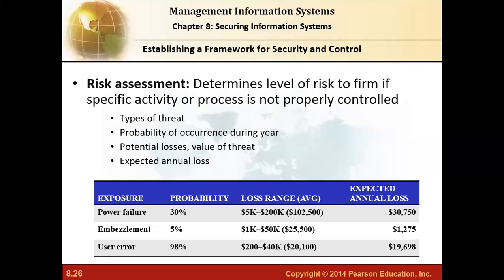So, number one, your job is to determine the type of threat. What type of threat is possible? Number two, probability of occurrence during a year. How many times did it occur during a year? How many times is it possible that it may happen during this year?